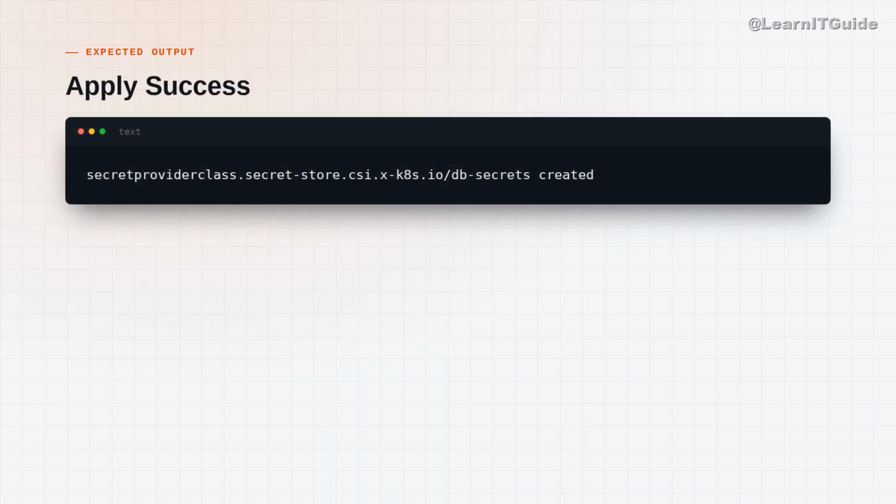When you apply this configuration, you should see the secret provider class created successfully. This tells the CSI driver to start watching for secret requests.